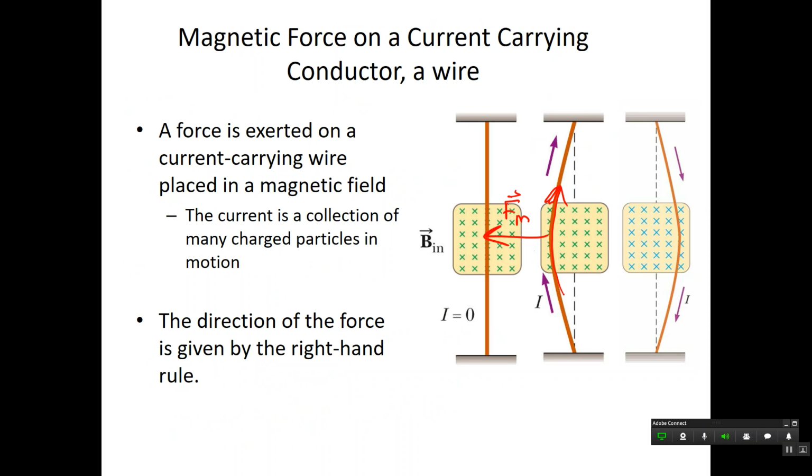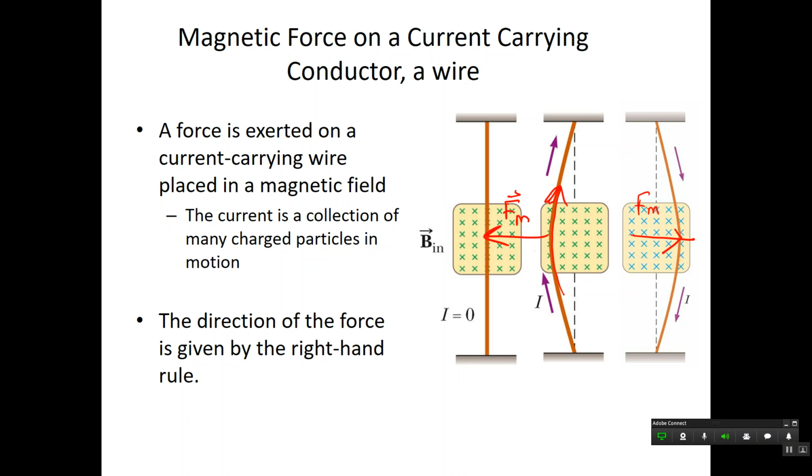And let's try it the other way around. This time the current's flowing downwards. So we're going to use our thumb to go down, fingers into the board. The palm is pointing in which direction? To the right. Okay, so that means there's going to be a force going towards the right. We're going to call this again Fm.